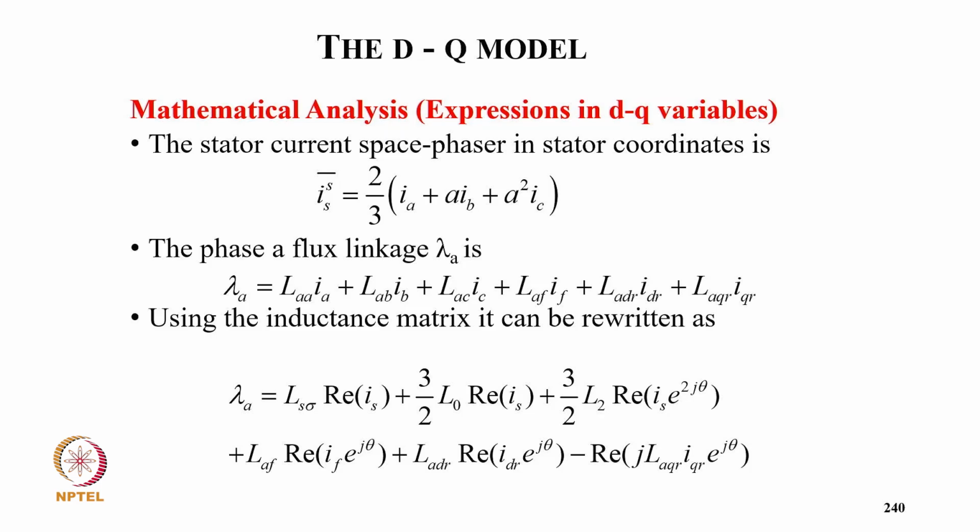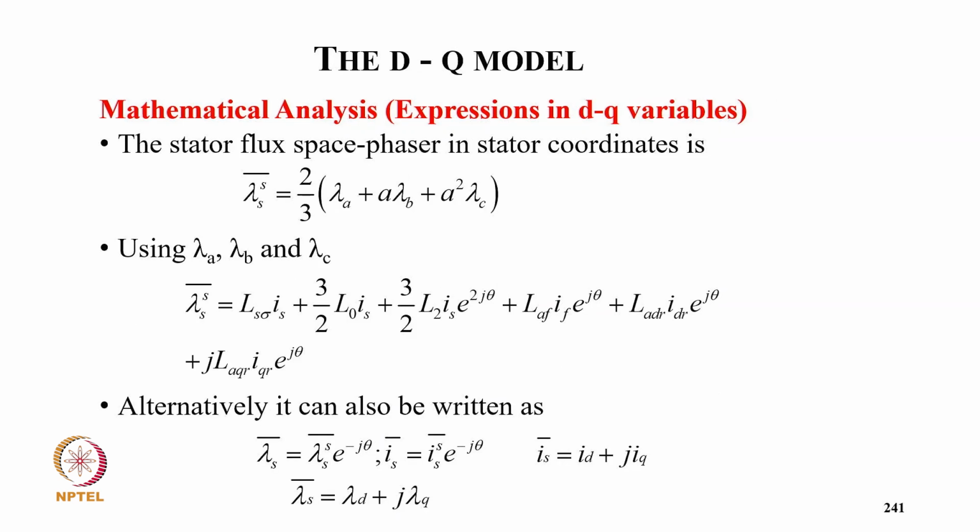Now the stator current space phasor in stator coordinates is IS equals 2/3 in bracket IA plus a IB plus a squared IC, and the phase A flux linkage lambda A equals LAA IA plus LAB IB plus LAC IC plus LAF IF plus LADR IDR plus LAQR IQR. Using the inductance matrix it can be written as lambda A equals L sigma real part of IS plus 3/2 L0 real part of IS plus 3/2 L2 real part of IS e^(2jθ) plus LAF real part of IF e^(jθ) plus LADR real part of IDR e^(jθ) minus real part of j LADR IQR e^(jθ).